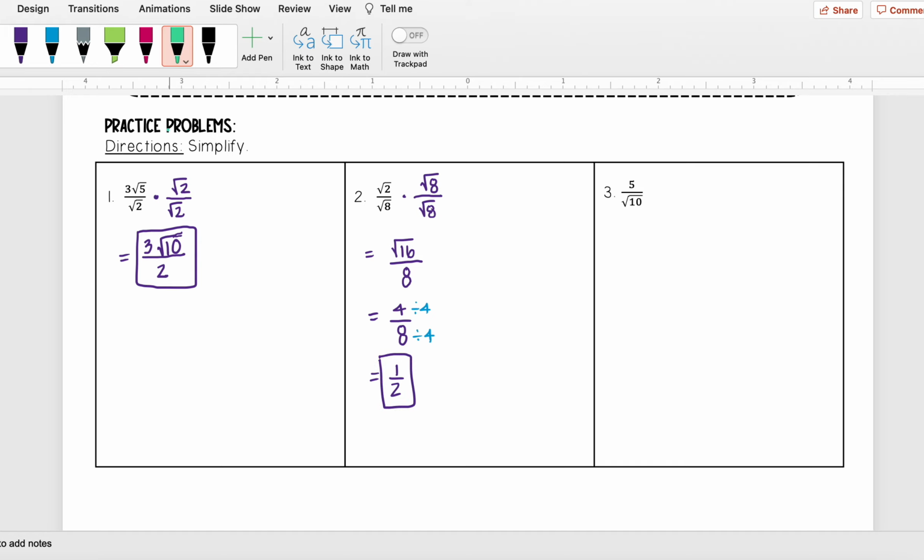Now I see there's actually a simpler way I could have gone about this problem. Something special with radicals is that if I have a radical on top and bottom, I can rewrite that as the square root of 2 over 8. So instead of them being separated, I could have taken the square root out. And then I could have recognized that 2 over 8 is the same thing as 1 over 4.